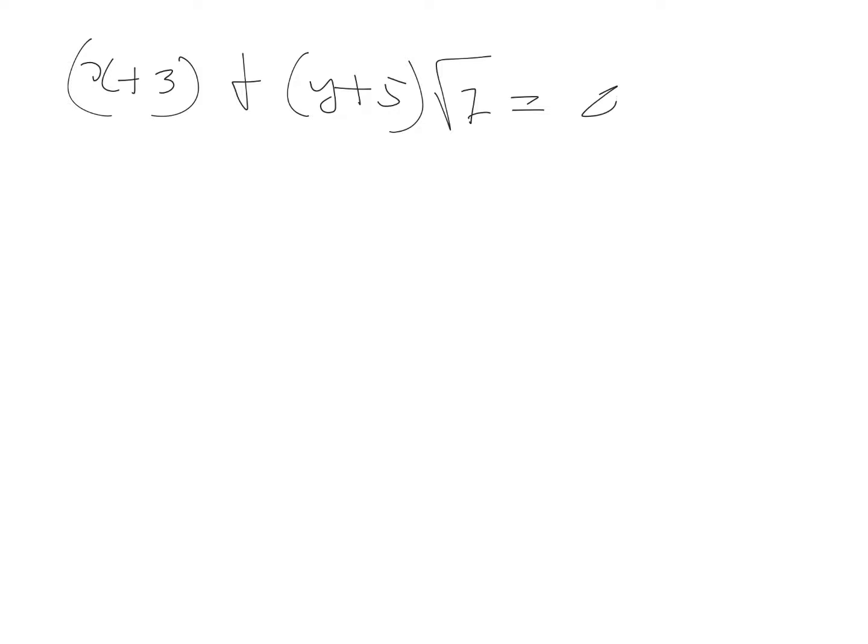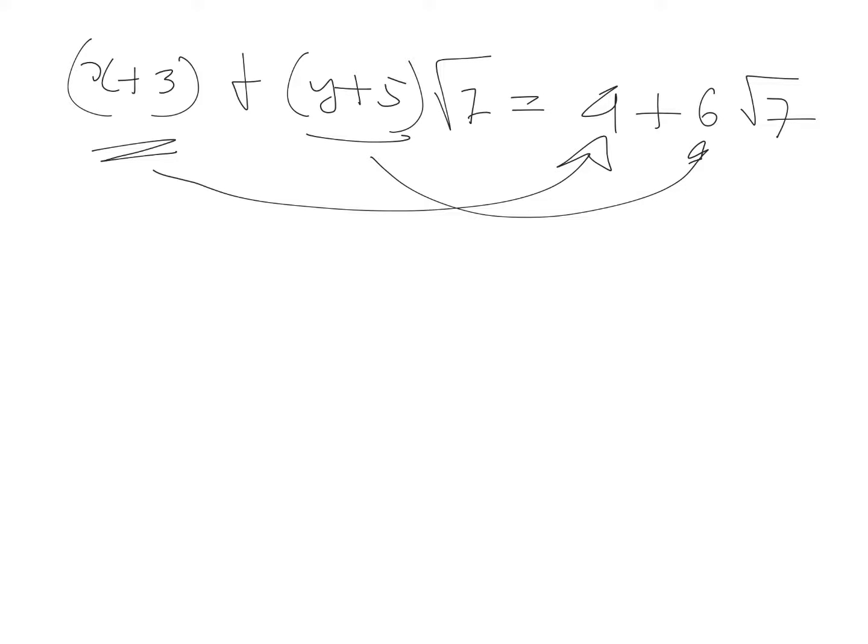say, x plus some value, let's say 3, plus y plus, if I don't know, 5 root something. Let's just say root 7 as an example. And if you have that is, say, 4 plus 6 root 7, what will happen is that the x plus 3 would be equal to 4, and the y plus 5 would be equal to 6. That's the model that we're going to use with working this problem.